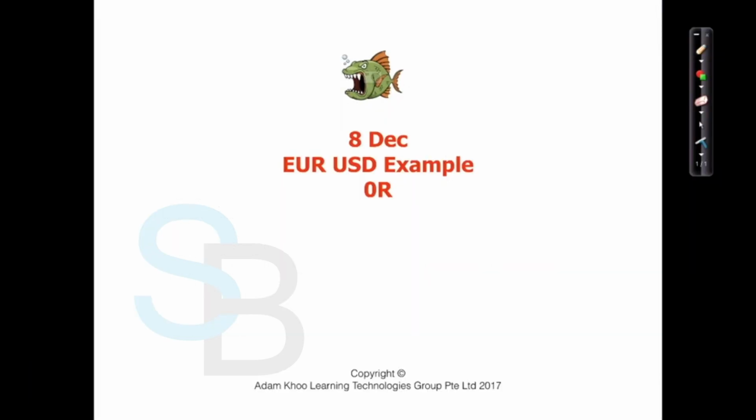Okay, so this was 8th of December, Euro USD trade. Now, what happened in this trade was the price went up. If I'm not wrong, yeah, I think it went up. It triggered my buy order. And what happened was it lost momentum. And it was coming down to hit my stop loss.